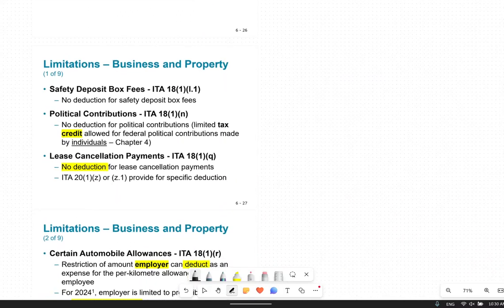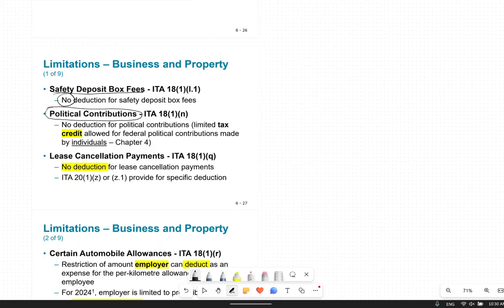Now going further, there are things that were allowed before and are not allowed anymore. Safety deposit box fees. You have jewelry, a lot of gold, or let's say money that you put in the safety deposit box at the bank, and the bank will charge you for the safety box. There's no deduction for that. In other words, you could keep it at home, or you could put it in the bank. If you put it in the bank, you pay the safety deposit box fees. That is not deductible.